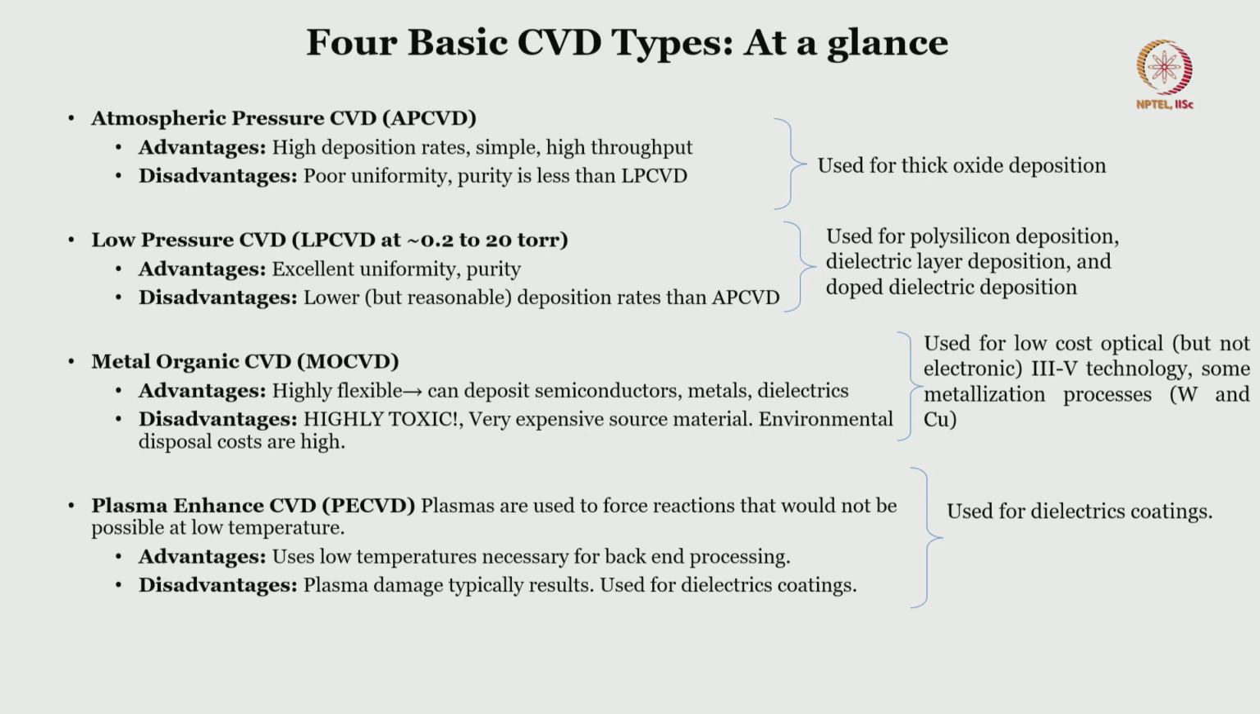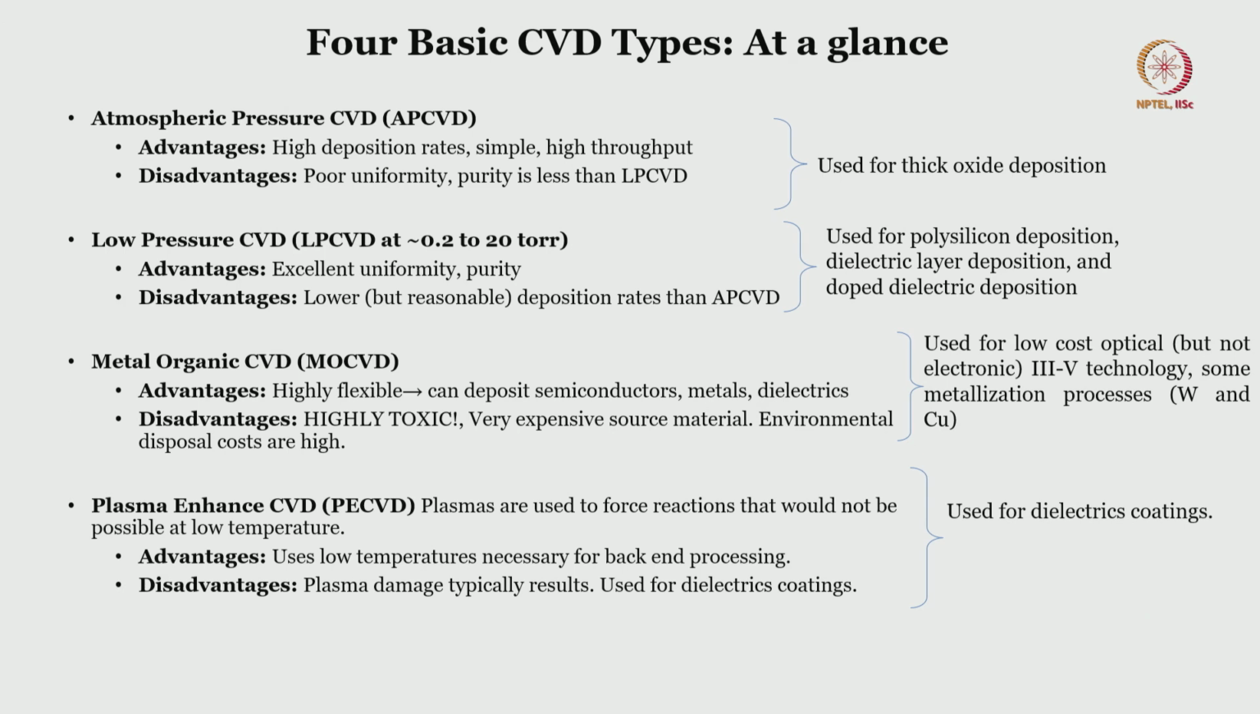Then if you want to go for metal organic CVD, the advantage of MOCVD is that it can deposit semiconductors, metals, dielectrics, and is extremely flexible. But the disadvantage is that it is extremely toxic, highly toxic, with very expensive source material, and the deposition costs are extremely high. It is used for low cost optical 3-4 technology, and some of the metallization processes, tungsten and copper.